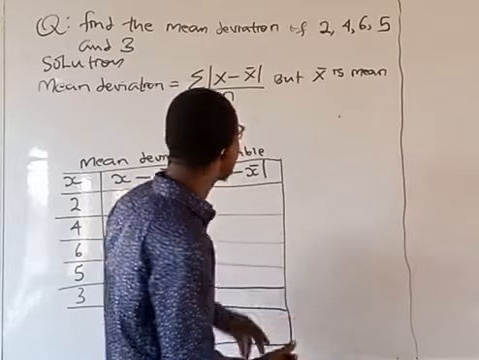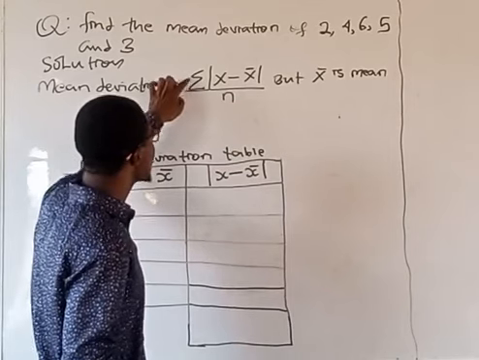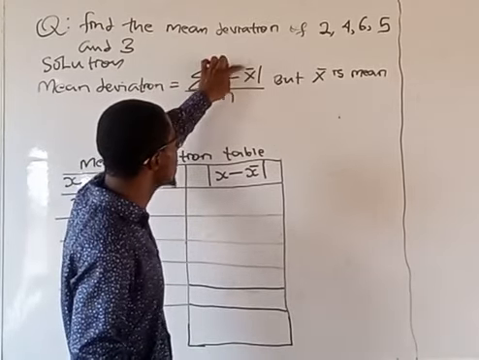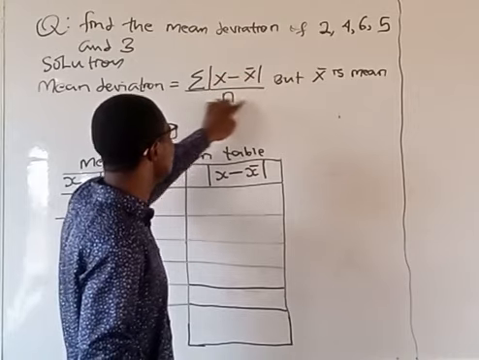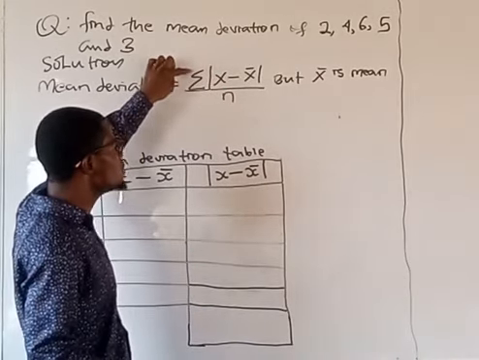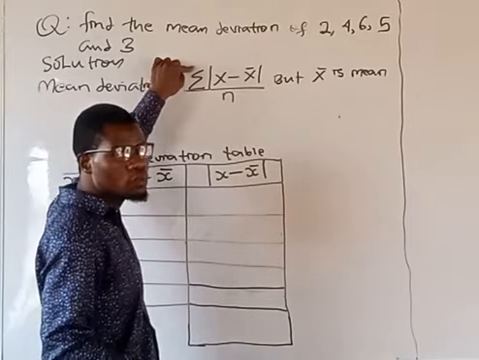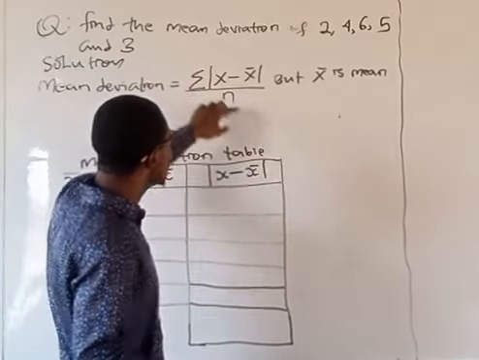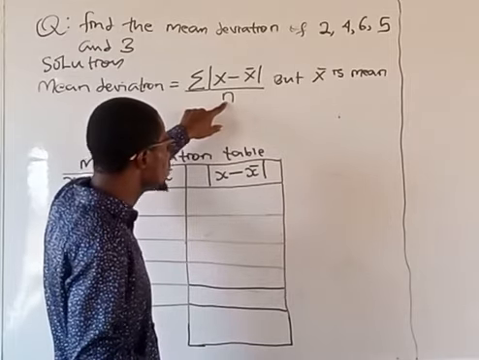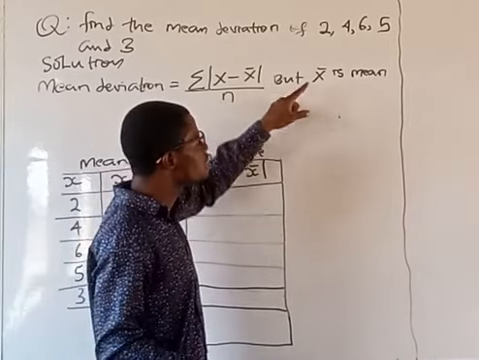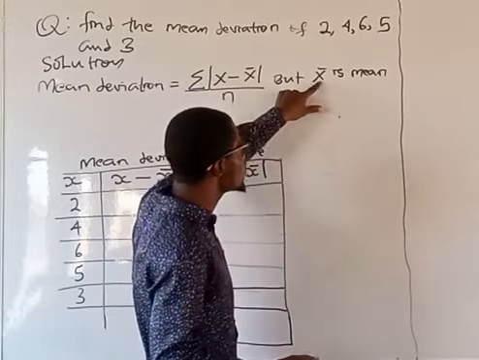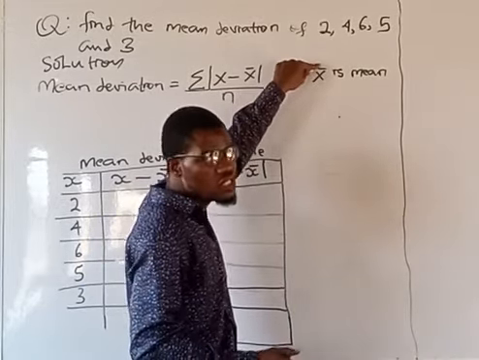The formula for calculating the mean deviation here is the summation of the absolute value of x minus x bar, everything over n. I have told you that this symbol means summation, which means addition, and the n here means the number of given digits. That is the meaning of the n. Don't forget that mean has a symbol, which is x bar.